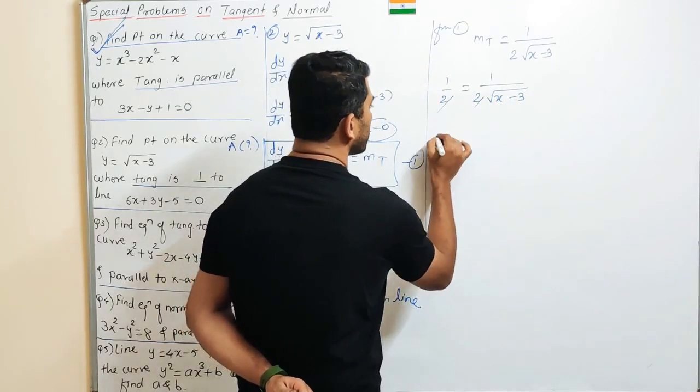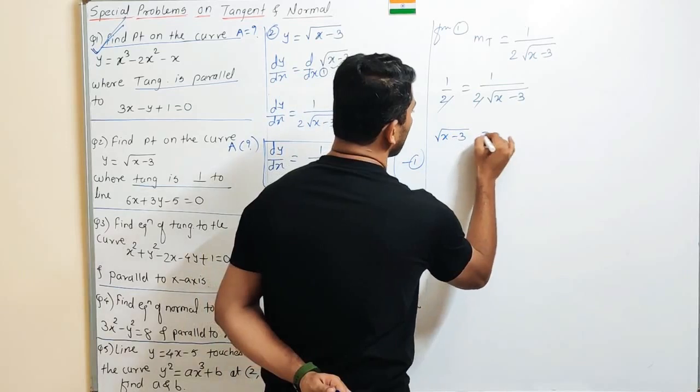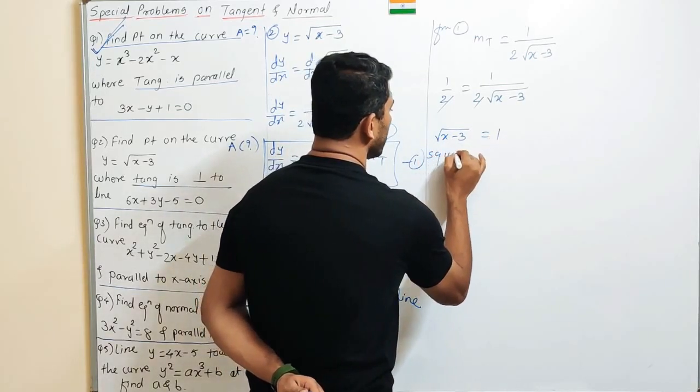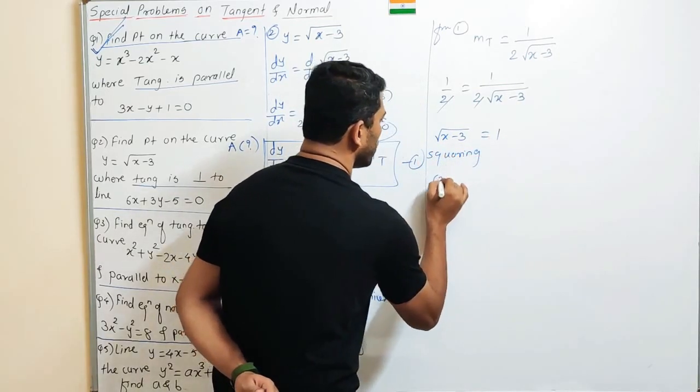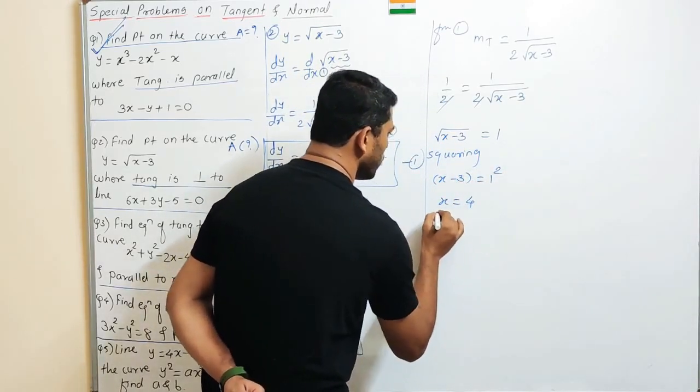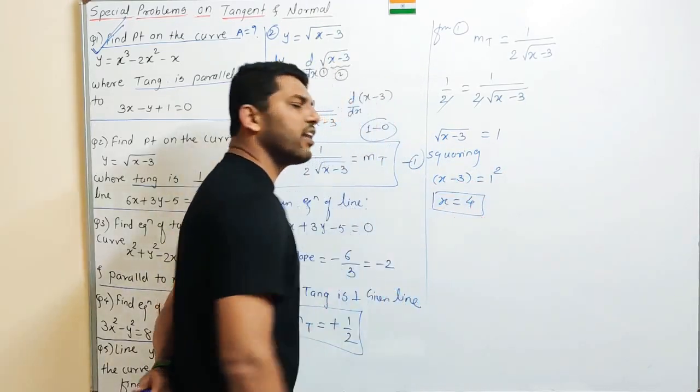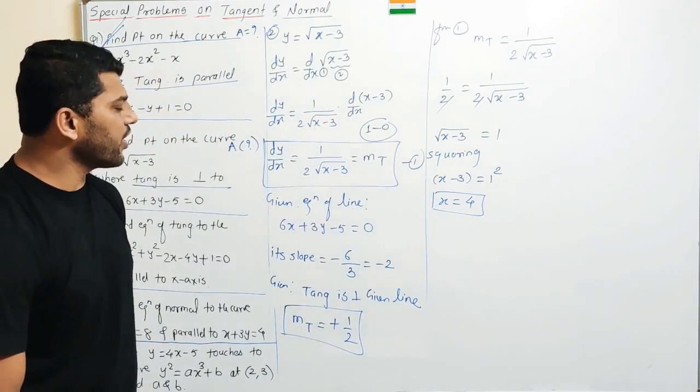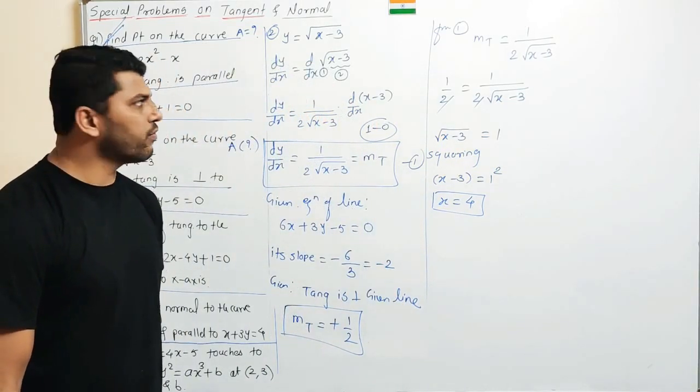Shifting the square root on this side, it's under root x minus 3 equal to 1. And squaring on both sides, if we take the square on both sides, x minus 3 equals 1 square. This leads to x equal to 4. And here we got the value of x is equal to 4. Right, so how to obtain the value of y?